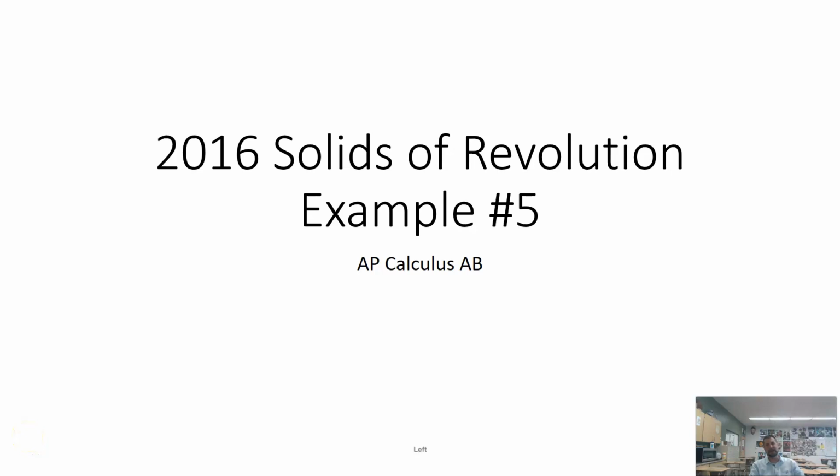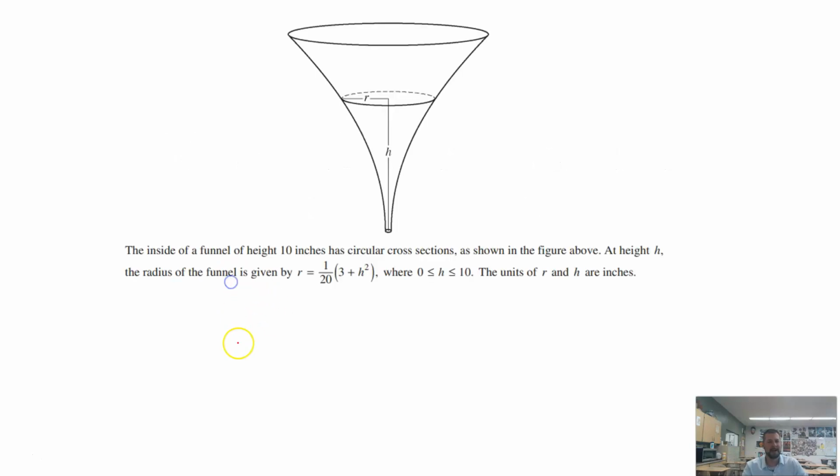Okay, so what we're looking at here is an example from 2016, Solids of Revolution number 5. Now, this is supposed to be done without a calculator. This problem is one of the more difficult ones that I've seen, and you'll see for a variety of reasons. But you're not supposed to have a calculator, so let's just jump right in and take a look at what we've got going on here, okay?